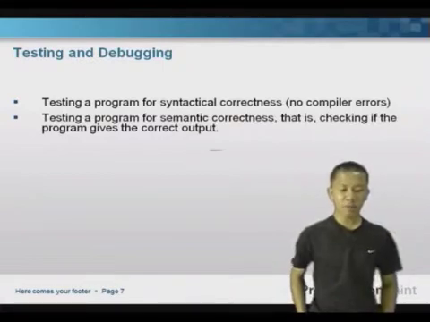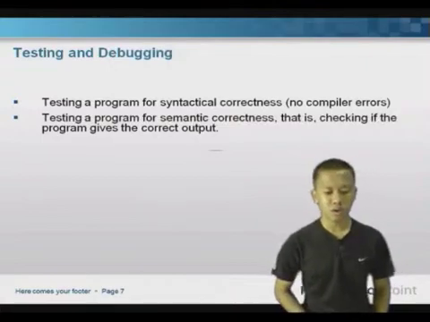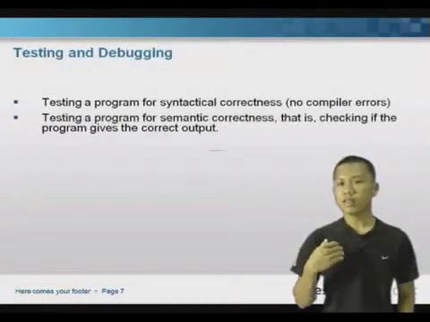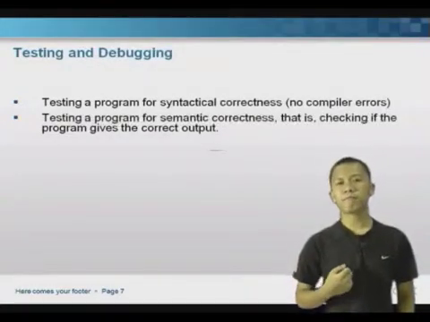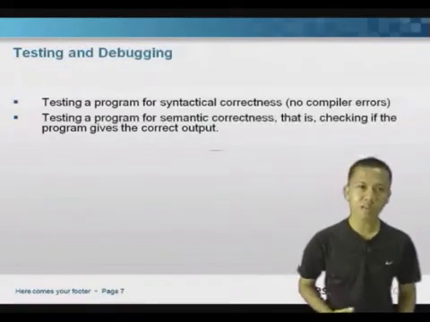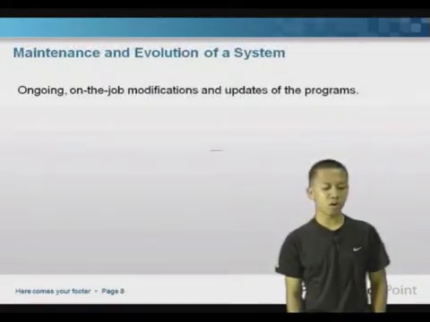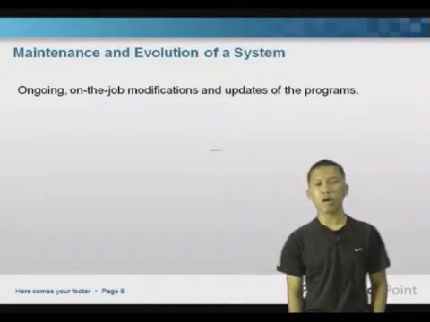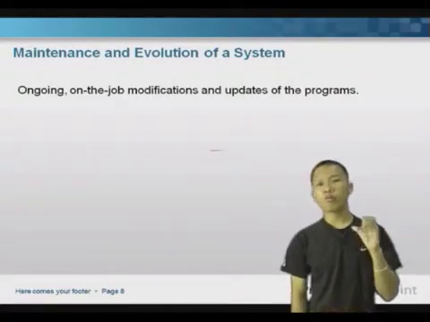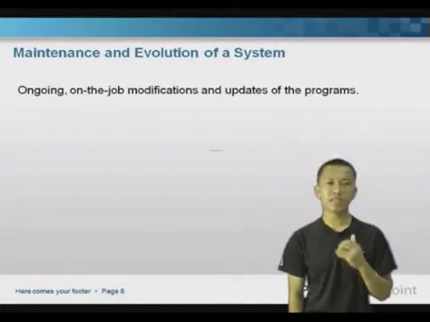Testing a program for semantic correctness is checking if the program gives the correct outputs. So testing and debugging of a system is the most important part, where the user or the system analyst will check the system. Next is the maintenance and evolution of the system: ongoing work, modification, and updates of all the programs. It is a step-by-step process, or guidelines, or the way to process the transactions.